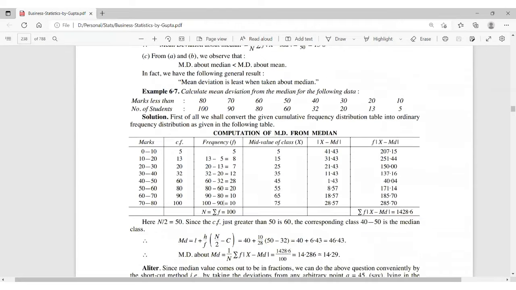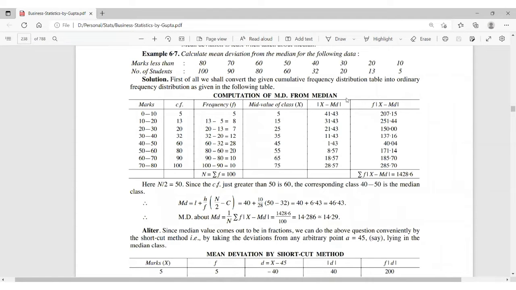Now this question asks for the mean deviation from the median. First we found the median using the formula we already did, and we get the median 46.43. Now find the mean deviation. Here we made a column x minus median and took the modulus, which means all values that come negative we take as positive. For the first x, 5, we do 5 minus 46.43, so the answer comes 41.43 in negative.